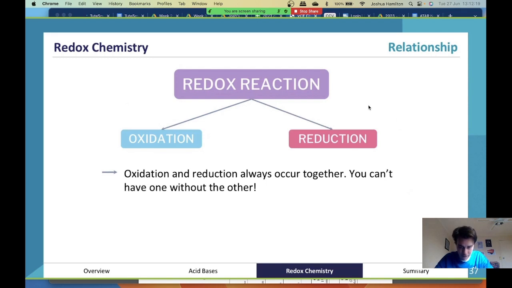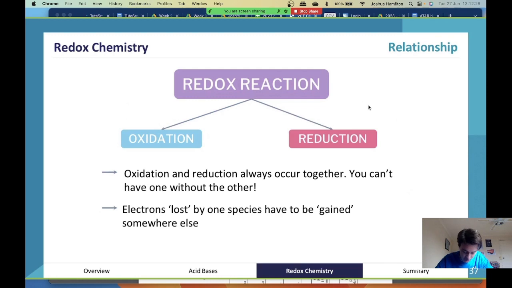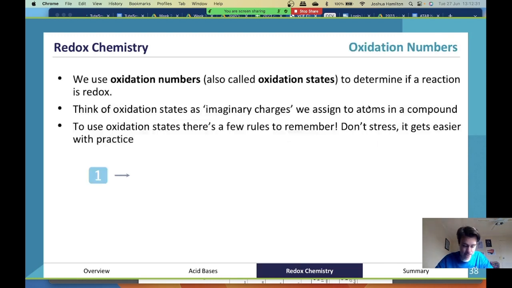Really, really important. Now, how do I identify that oxidation and reduction are occurring? Because I know electrons are moving, but how do I identify that? The way that you identify that is through what we call oxidation numbers. Oxidation numbers may also be called oxidation states. These are used to determine if a reaction is redox. Think of oxidation states as imaginary charges that we assign to atoms in compounds. So this is where things get a little bit more complicated.